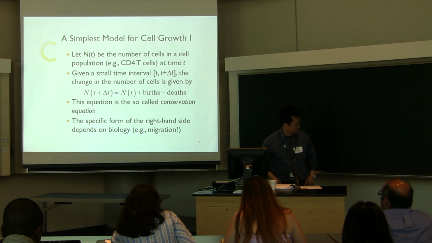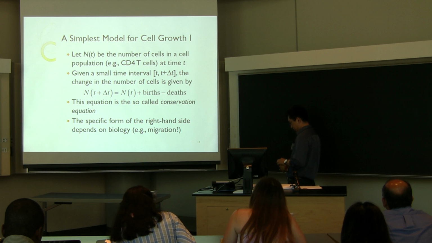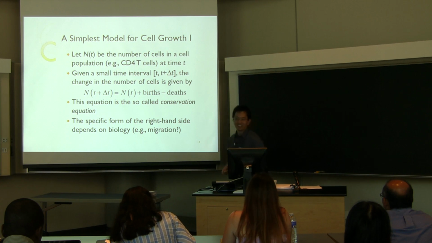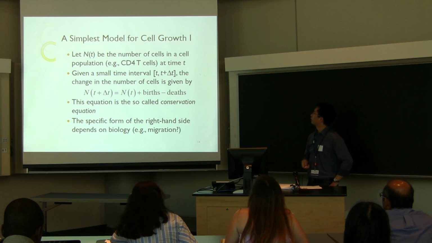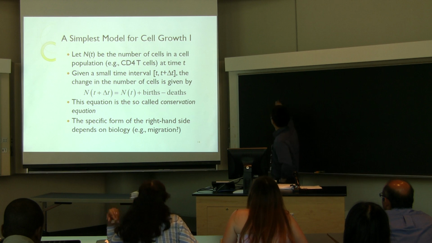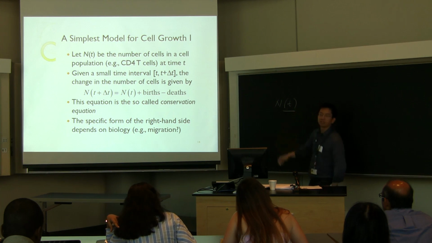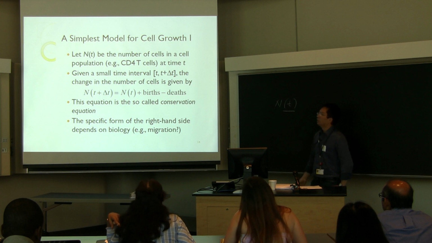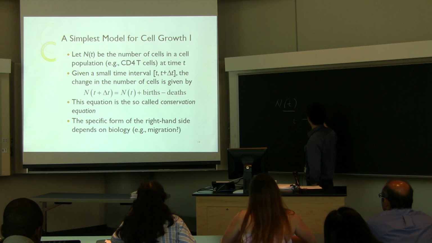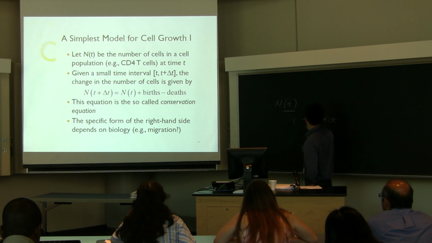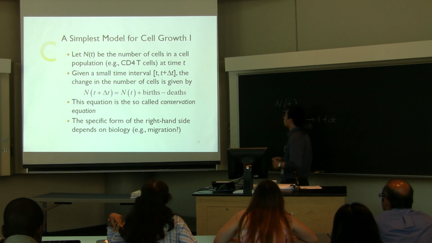Now let's start to talk about numbers, and when we talk about numbers, I need the chalk, otherwise I'm going to be nervous. So let N(t) be the number of cells in the cell population at time t. So N here is a number, and it's a function of time. That's the notation. Given a small time interval from t to t plus delta t, where delta t is our time interval, we want to look at the change in the number of cells.